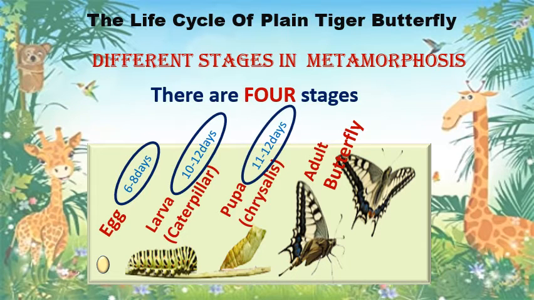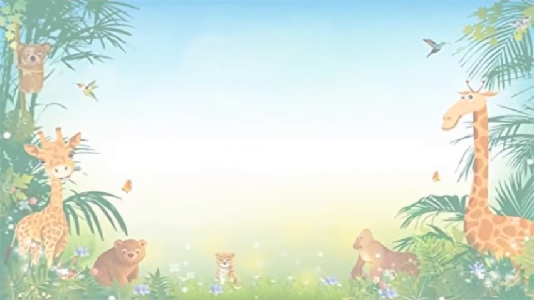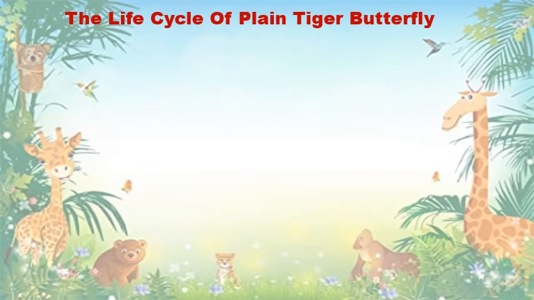Then it forms the pupa, and it remains in the pupa stage for 11 to 12 days. It does not eat anything at this stage, and the important changes takes place inside the chrysalis, and after 11 to 12 days the adult butterfly comes out. Okay. Now we will go through 4 stages.